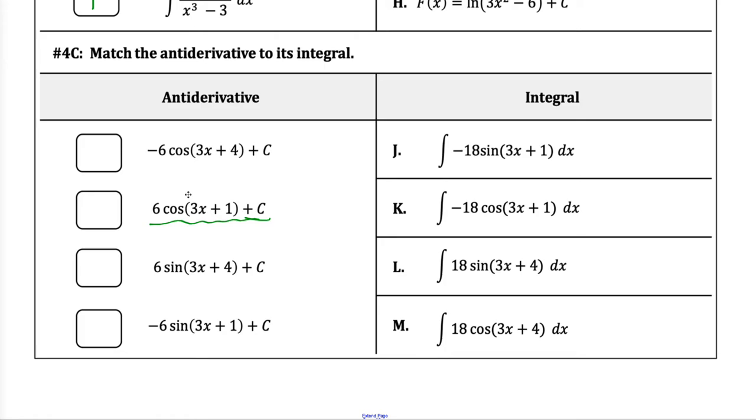I don't know. Okay, so derivative of 6 cosine 3x plus 1 would be 6 negative sine, same angle, times 3, because you're taking the derivative of the angle. So that's where the negative 18 comes from, sine 3x plus 1. This is annoying. I even went through these this morning and I didn't even notice little details like this.